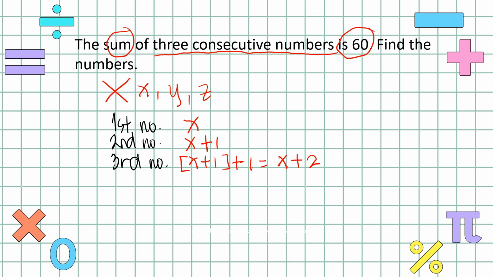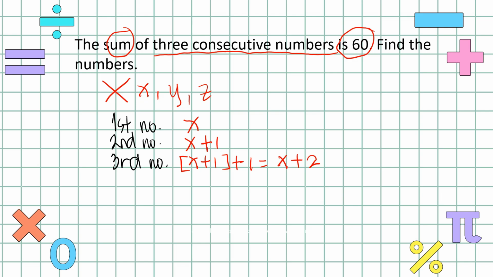An actual example is simply 1, 2, 3. If our x is 1, then our x plus 1 is 2, then our x plus 2 is 3. That's an actual example to let you know that this is the general expression we use for consecutive numbers.